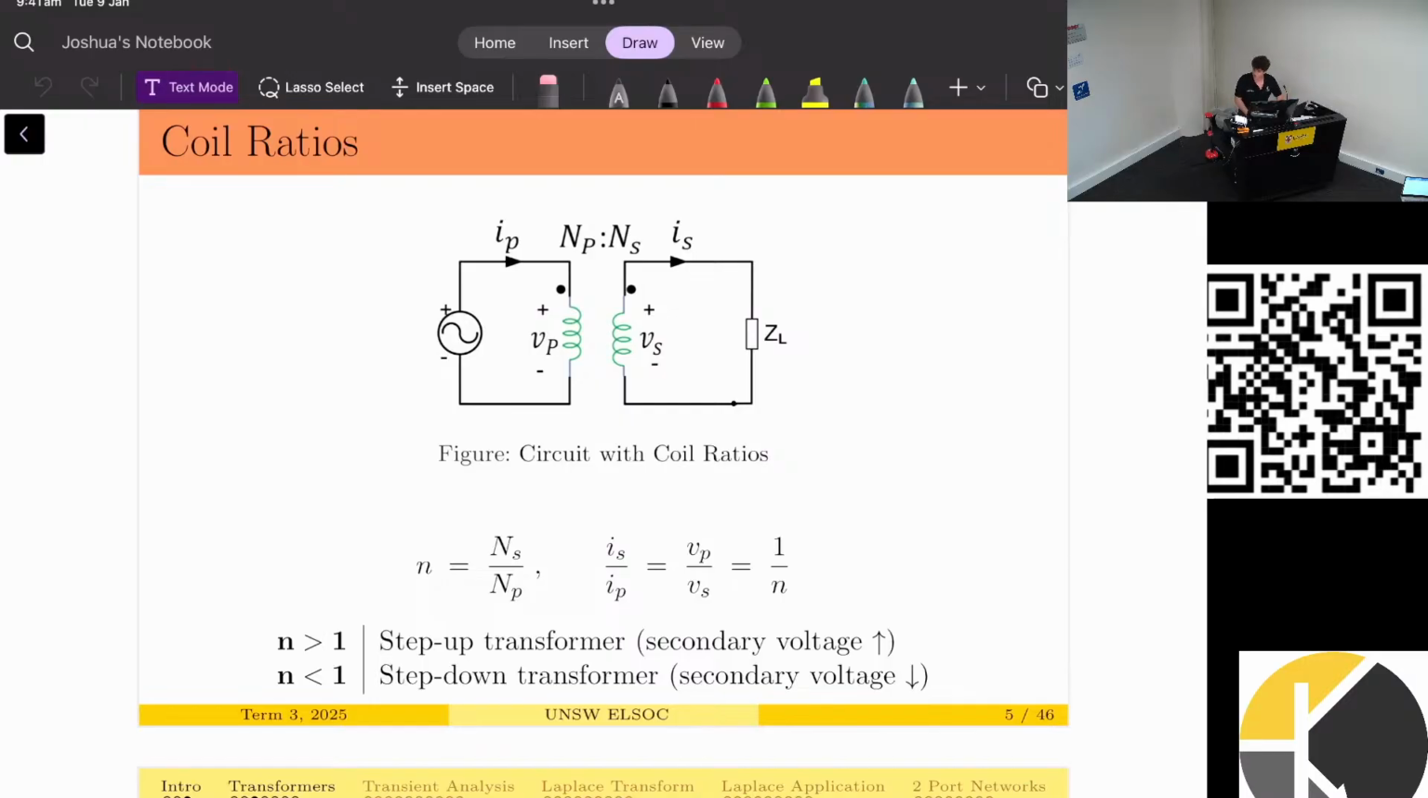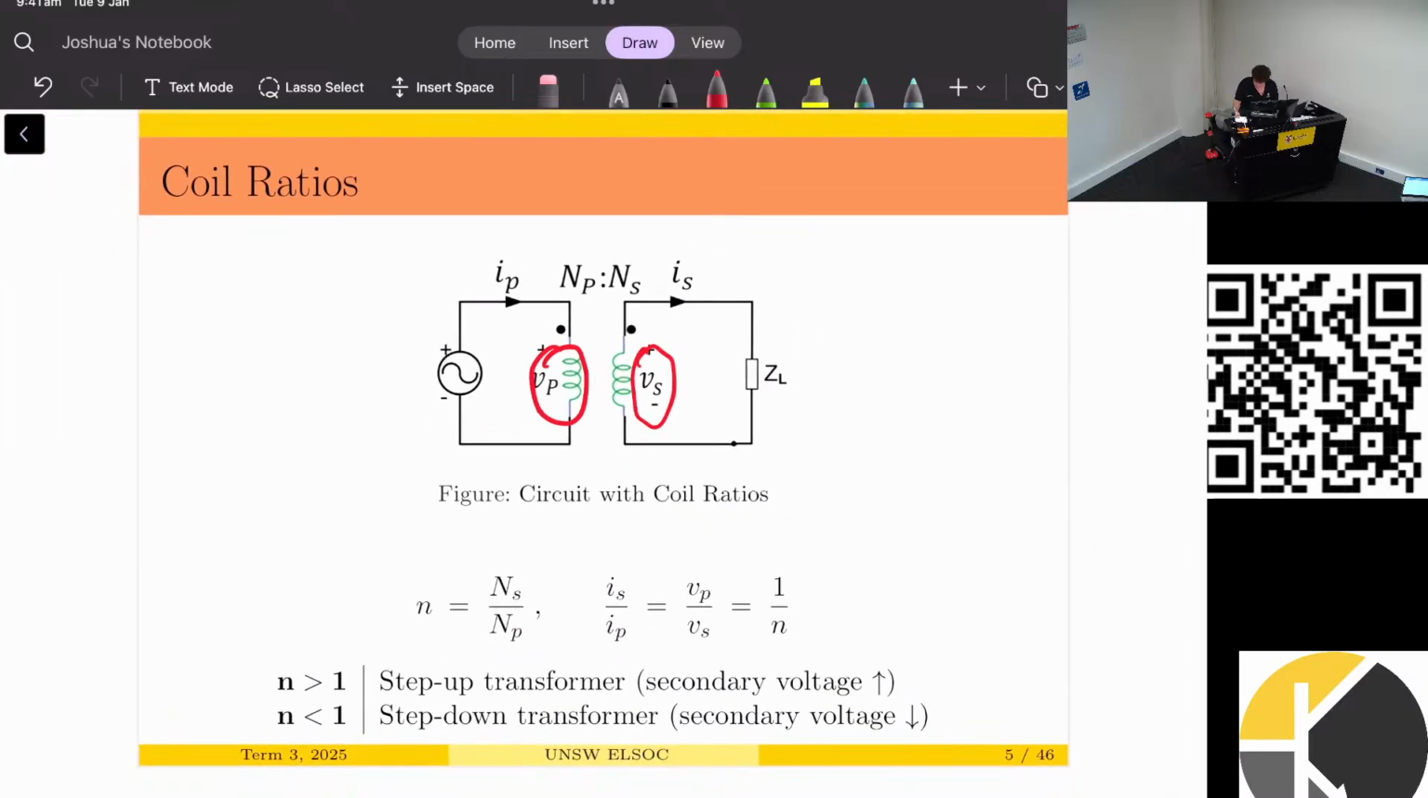A step-up transformer takes this primary voltage over here and increases it in the secondary voltage. A step-down is vice versa: Vs will be less than Vp. The way we characterize a transformer in this course is with something known as N, where we define N as the number of coils in the secondary divided by the number of coils in the primary.